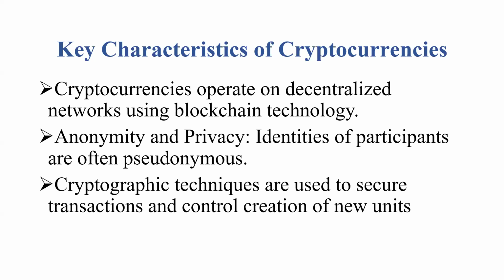Let's now look at some key characteristics of cryptocurrencies. Cryptocurrencies operate on decentralized networks using blockchain technology. And there is anonymity and privacy, such that the identities of participants are often pseudonyms. And cryptographic techniques are used to secure transactions and control creation of new units.